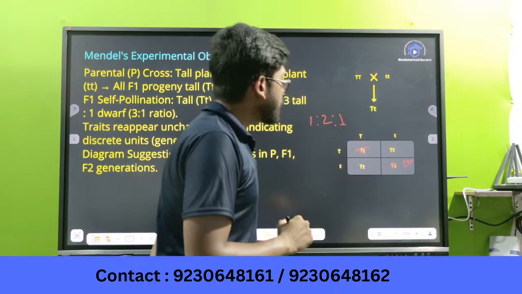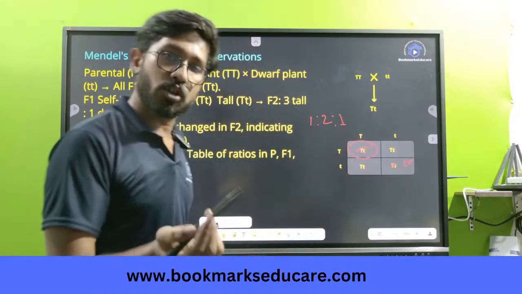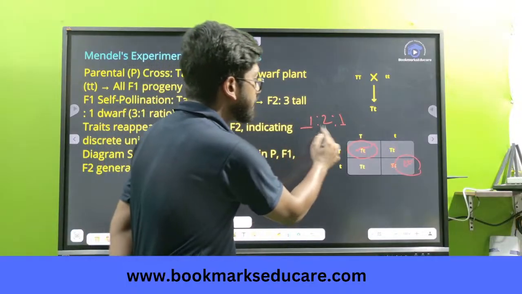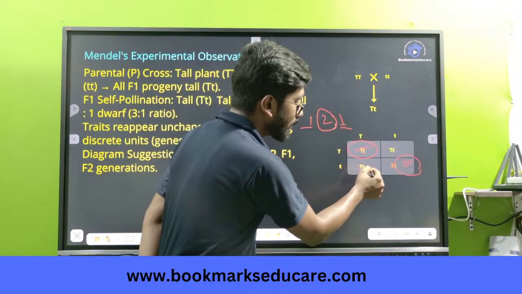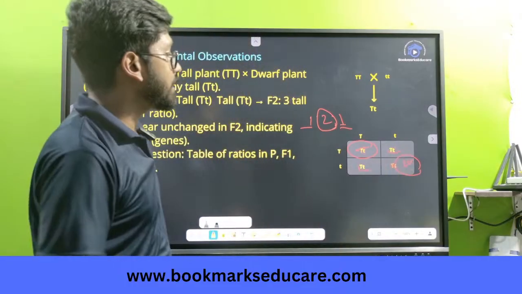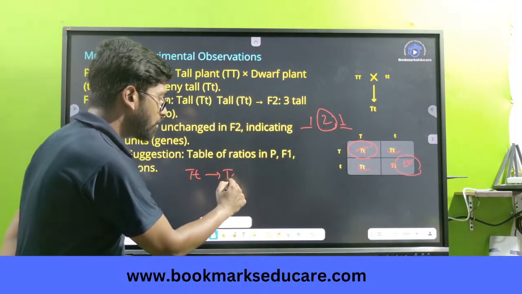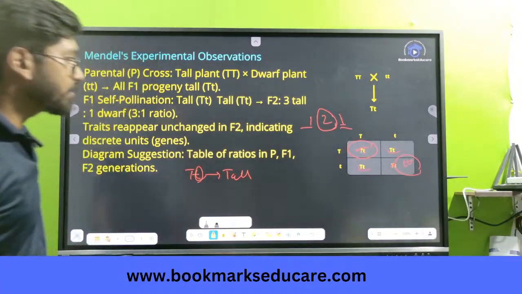So we get a ratio of 1:2:1. Why 1:2:1? We get one homozygous tall, one homozygous short. All these are 1 and 1. And these two are this and this. These two are heterozygous. We know in heterozygosity it will become tall, but this recessive gene is hidden inside.